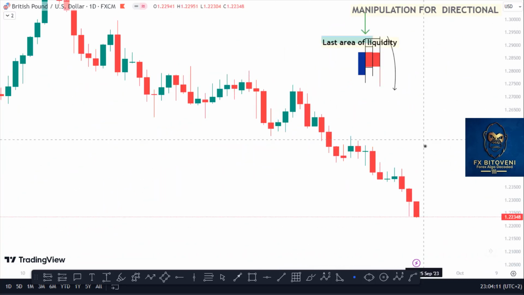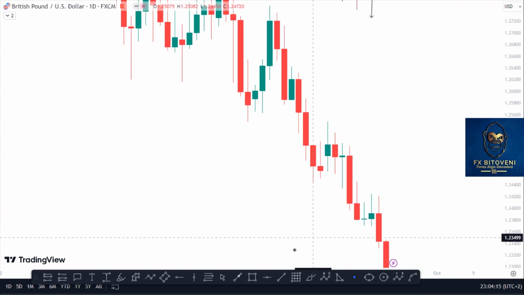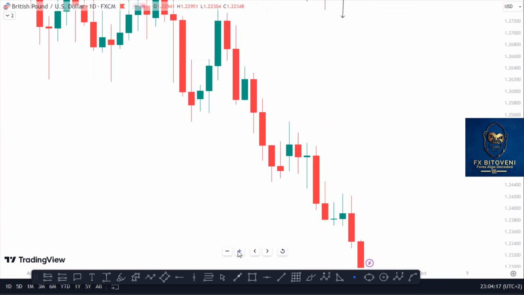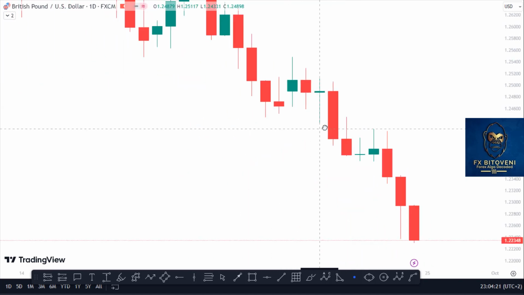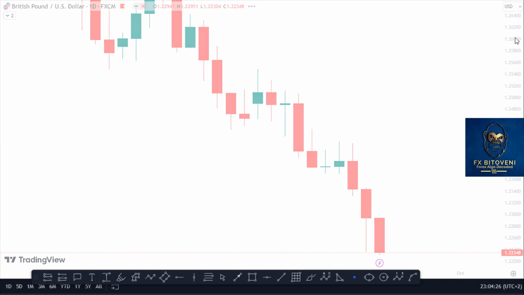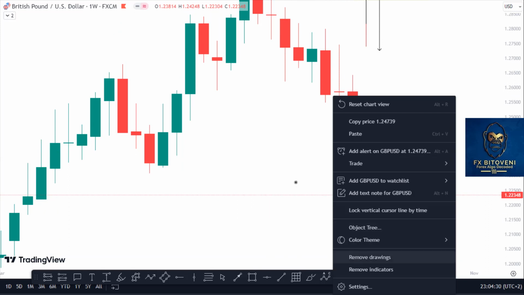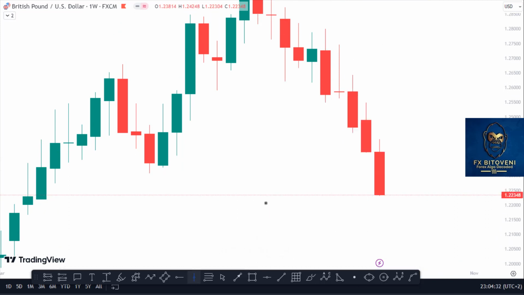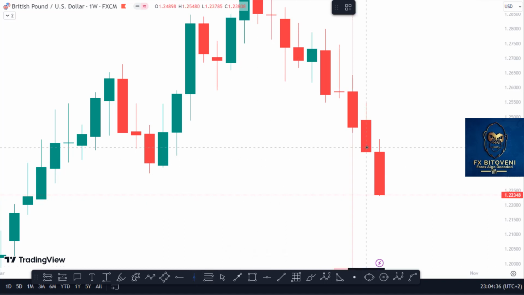GBP USD on your daily time frame. So here, let's say this is going to be the weekly open. We want to sell, for example, the weekly high. Let's say this is a weekly candle. These are weekly candles going down. This is the first week. This is another week. For example, this is another week.